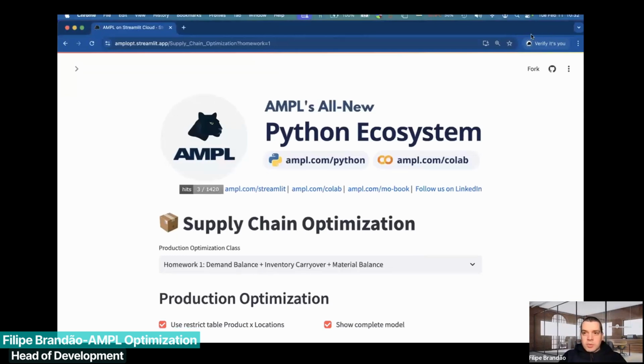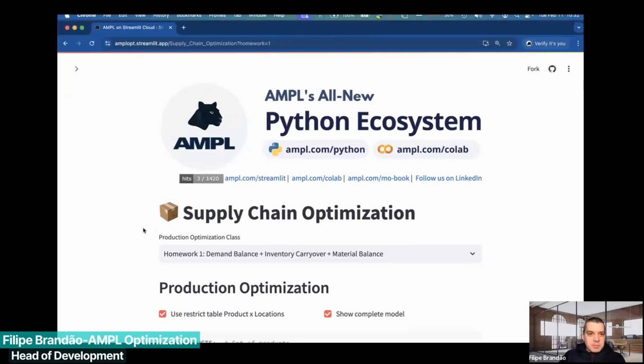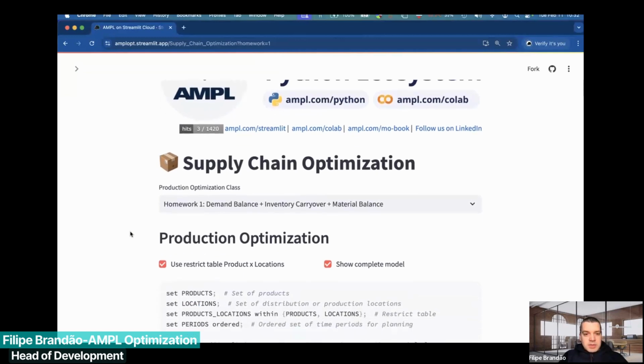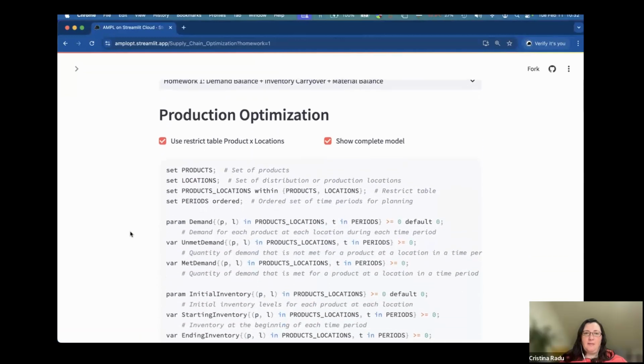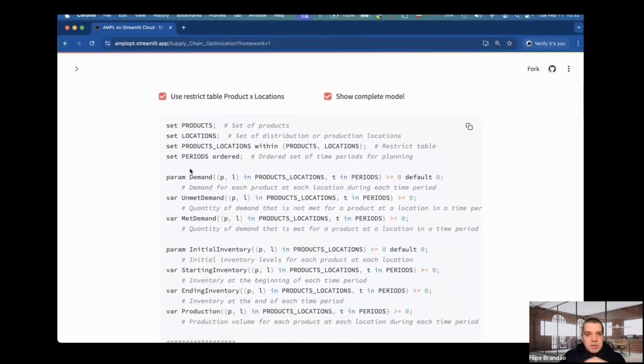So in here, I'm going to show the app. The app is in fact built in Streamlit. And I'm going to use the app to show an example introducing the syntax and going exactly over the same problem that Christine has just presented. So we have the products, we have locations.